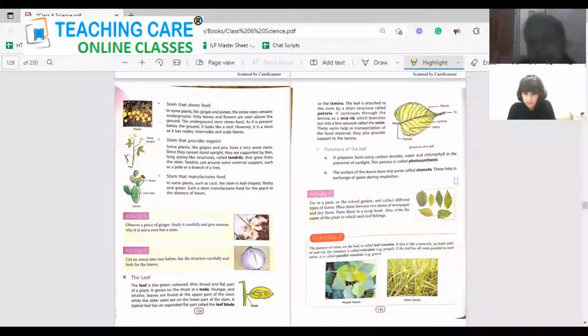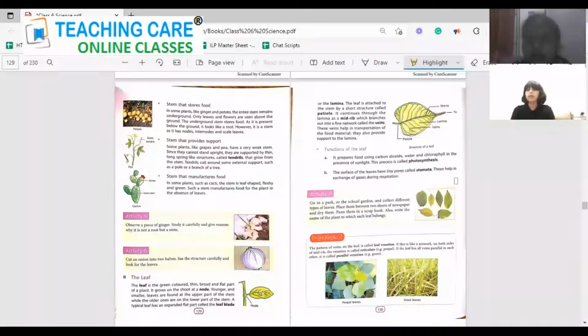And there's a lamina. The lamina is an expanded flat part, the whole flat part. It's also called the leaf blade. The veins are a fine network. The main function of the veins is transportation of food materials, and they also support. Imagine a leaf without the veins, it would be limp. So these give the structure to the leaf.